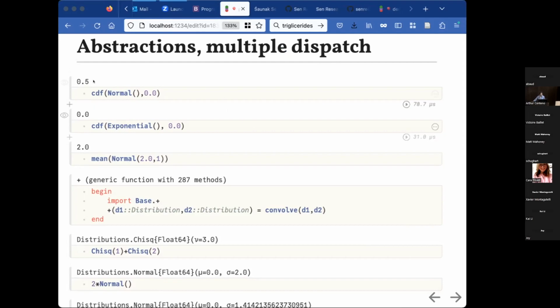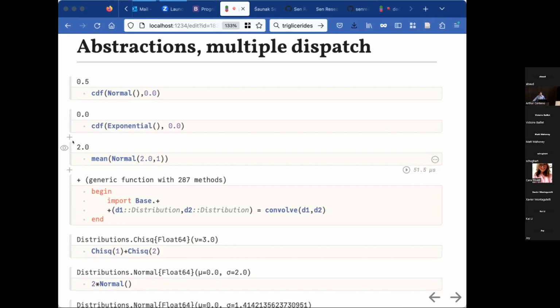I have a function called CDF. I pass it a normal distribution. It returns 0.5 at 0.0, standard normal. If I want to do the CDF of an exponential distribution, I just pass that to the same function. I can also do things like the mean of that normal distribution and it gives you the correct answer. The mean of a normal with mean 0 and variance 1 is 0. So that's what it gives you.